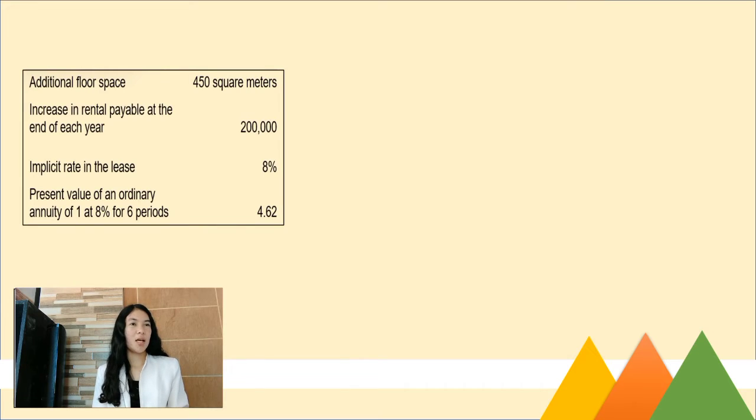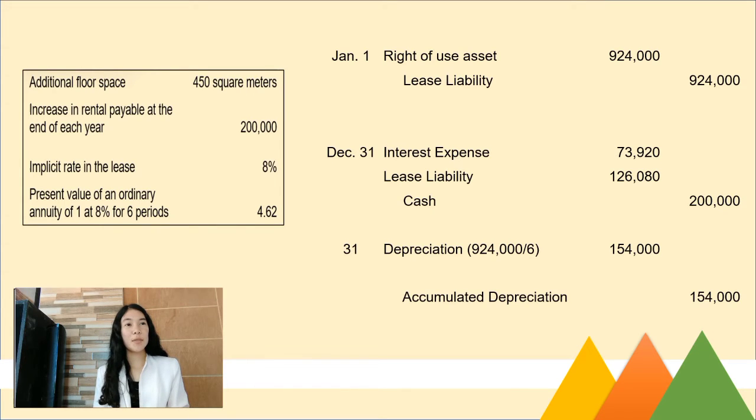Here are the journal entries for 2023. On January 1, we debit right-of-use asset amounting to 924,000. Then, we credit lease liability amounting to 924,000. So, saan galing yung 924,000? It is the product of our rental payable at the end of each year, which is the 200,000, and the present value of an ordinary annuity of 1 at 8% for 6 periods, which is the 4.62.